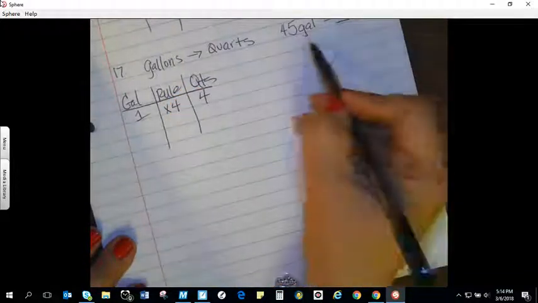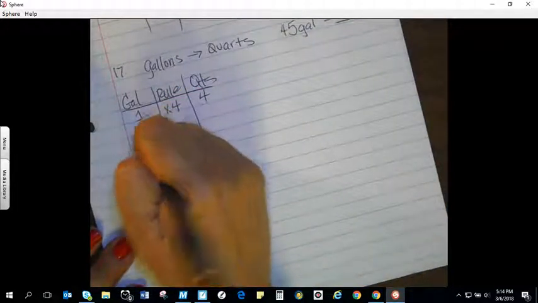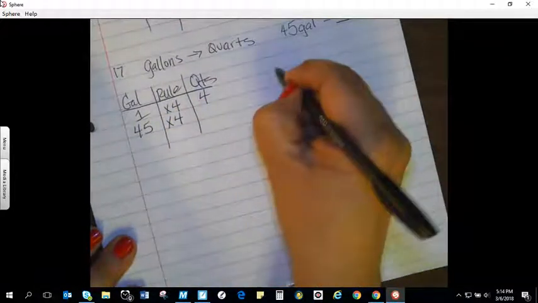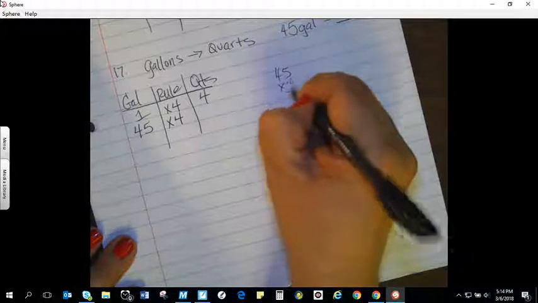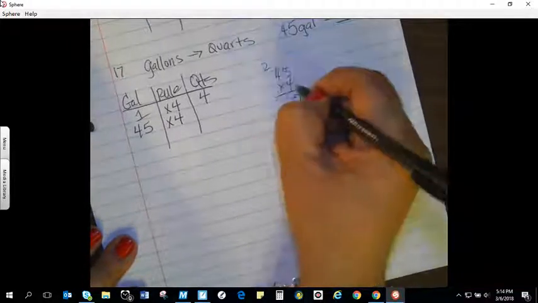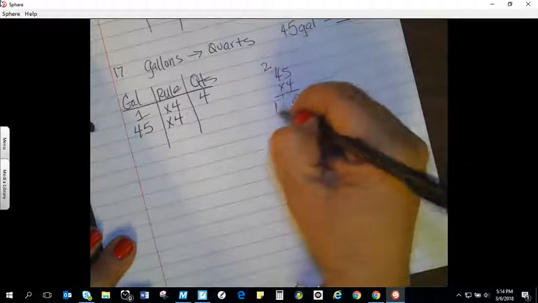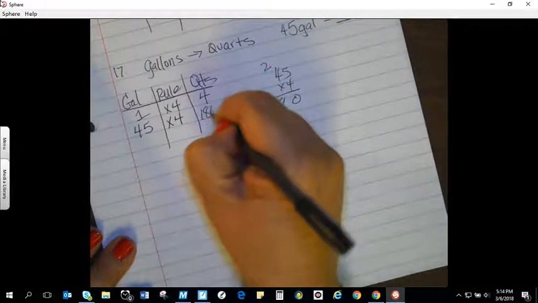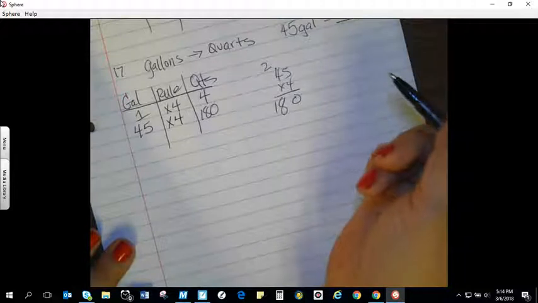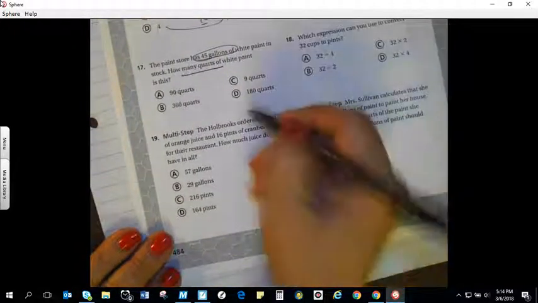Well, he said that I had 45 gallons. So 45 times 4. 5 times 4 is 20. Carry my 2. 4 times 4 is 16 plus 2 is 18, and that's 180 quarts. So the correct answer over here is D.